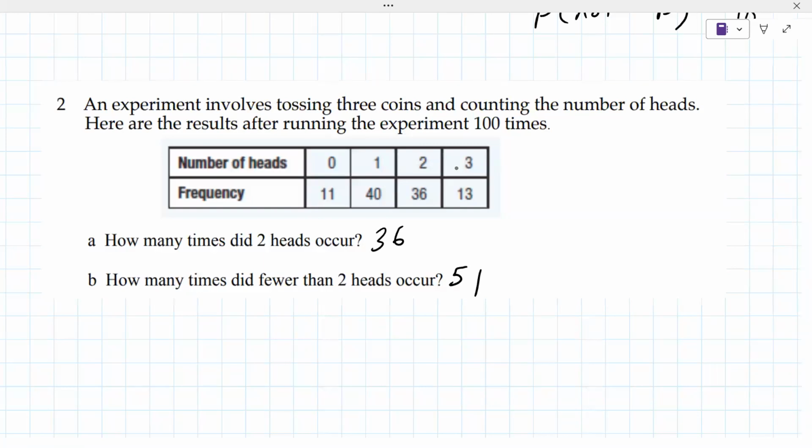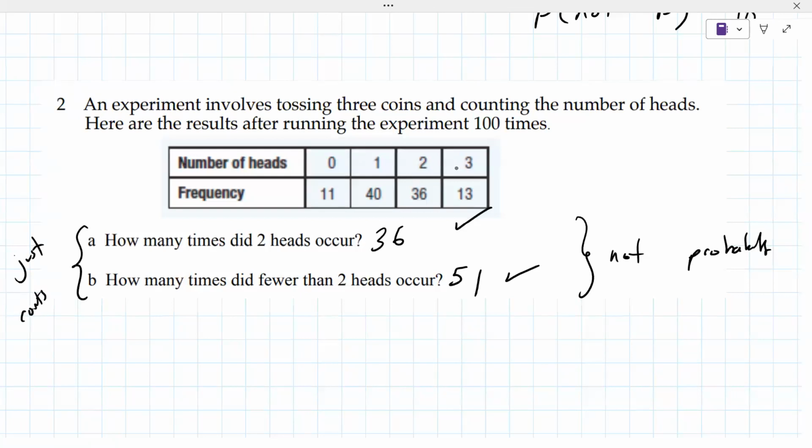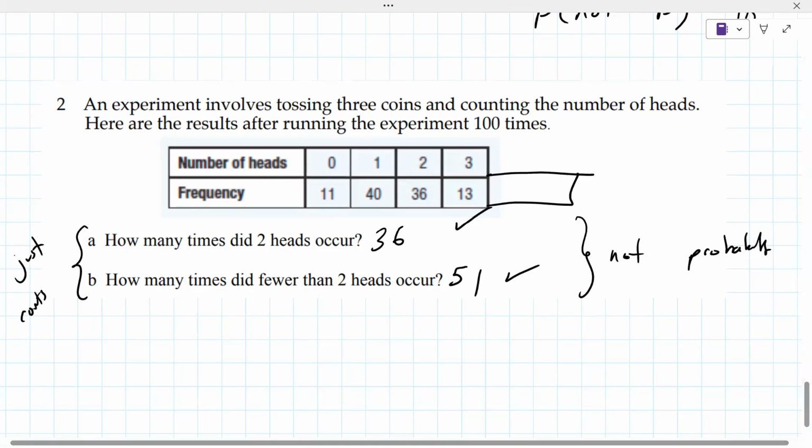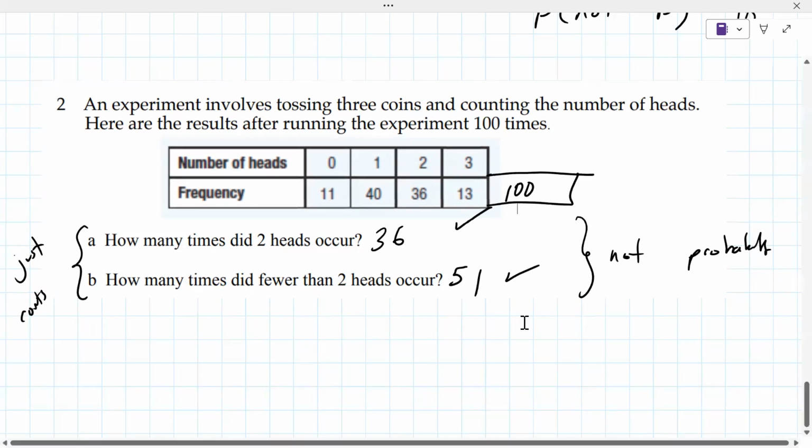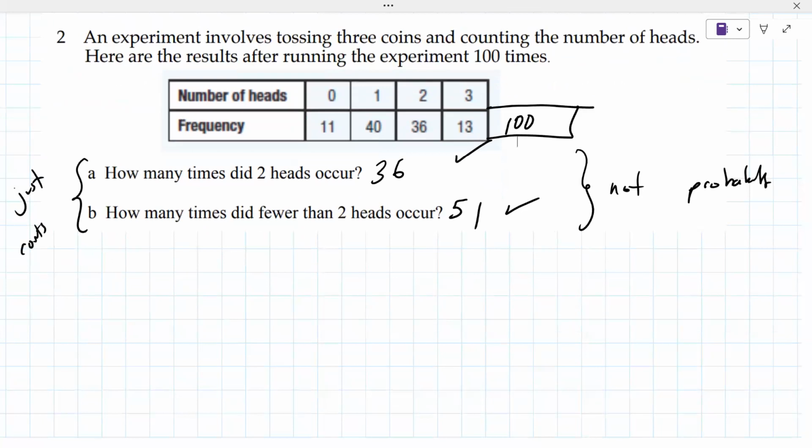Right, so I heard these answers. These are both correct. Now notice that these are not probability. Okay, they're just counts. Could you give me the total here? The total frequency? Yeah. So you got 49, 60, 100. 100. Good.